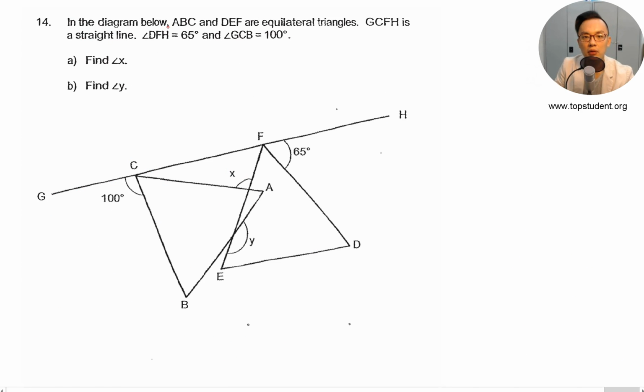In the diagram below, ABC and DEF are equilateral triangles. Is a straight line. So this is a straight line. GCFH is a straight line. DFH equals 65.